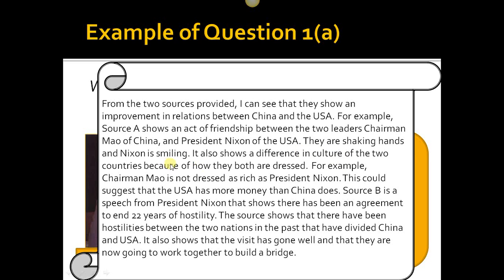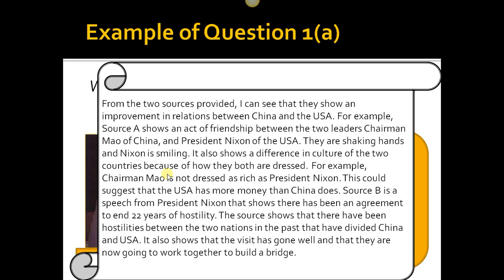They're shaking hands and Nixon is smiling. Again, I don't know what Mao is doing. I'm presuming it is a smile, okay? And it also shows a difference in culture of the two countries because of how they are dressed. I simply put that in because I was writing what I saw. And this is firsthand what I wrote down when I did the pen and paper and set myself the time, okay? For example, when I'm talking about the way they're dressed, Chairman Mao is not dressed as rich as President Nixon. This could suggest that the USA has more money than China does.